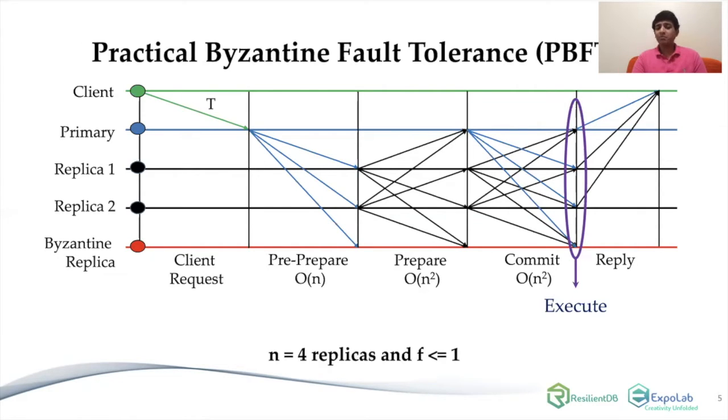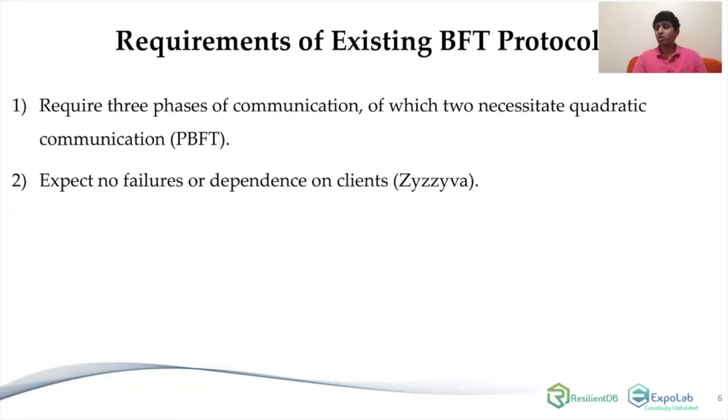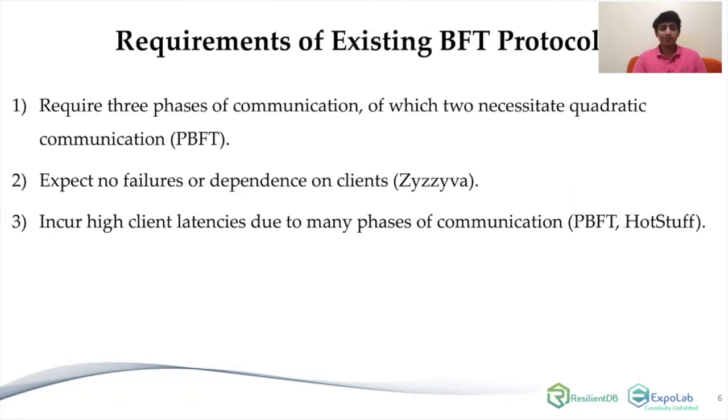Clearly, we can see that PBFT requires a lot of communication. In fact, it requires 3 phases of communication, of which 2 have quadratic communication complexity. Leading to this, there have been several other BFT protocols which have tried to improve PBFT's performance. There was a protocol called Zyzzyva, which says, hey, we can depend on the client, and if there are no failures in the system, we can achieve linear consensus. But that is obviously not the best case because simple crash failures can also exist.